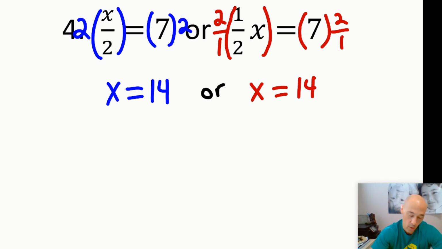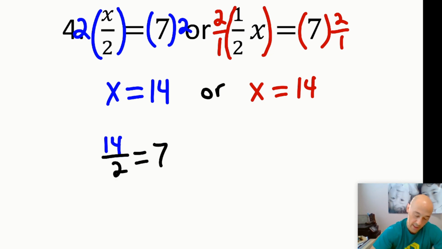So now we can check our work. We can check it in both equations or either one. So let's check it in the first equation here on the left. So 14 divided by 2 is equal to 7. Well, 14 divided by 2 is 7. 7 does equal 7. That looks good.